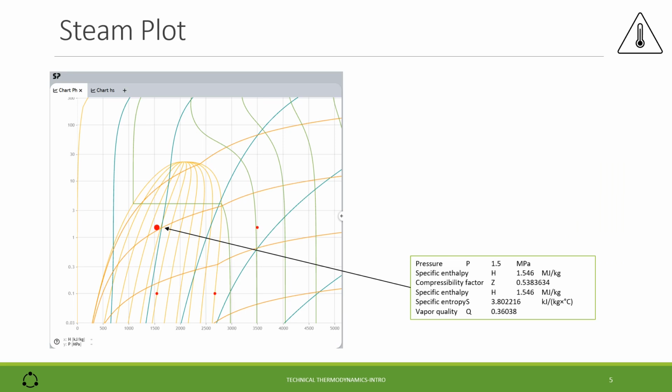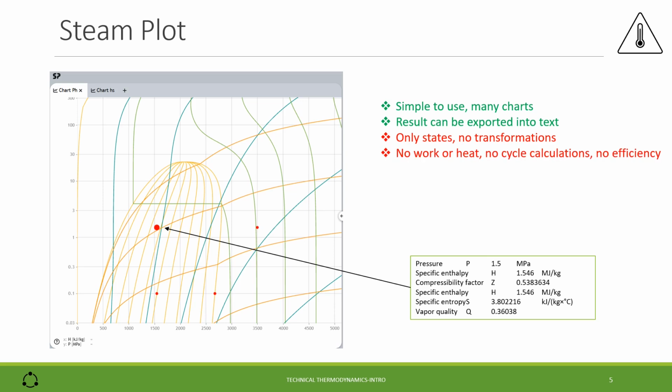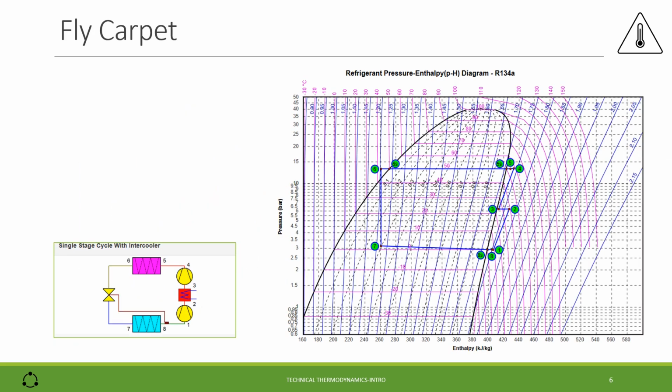The Steam Plot is very simple to use. There are many charts. The results can be exported into text. That is very comfortable. But there are only states, no transformation, no work or heat, no cycle calculations, and no efficiency. The Fly Carpet for the refrigeration cycles is including many cycles, also the complex ones.